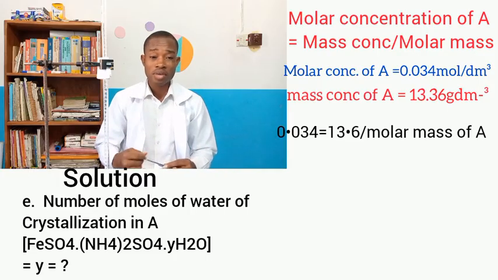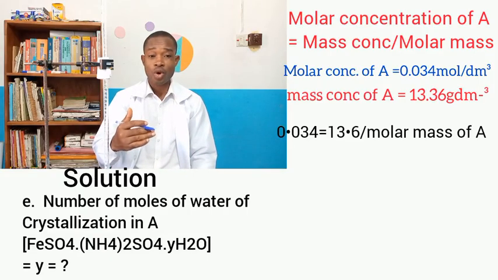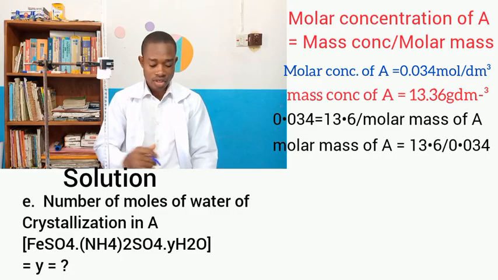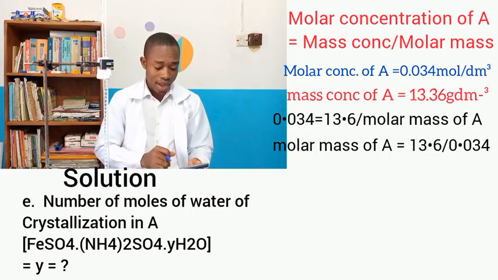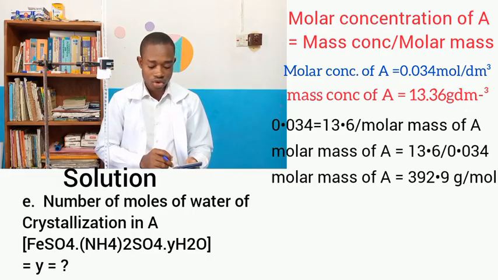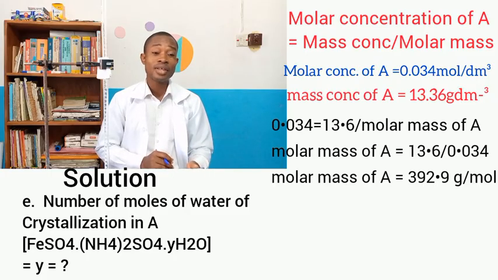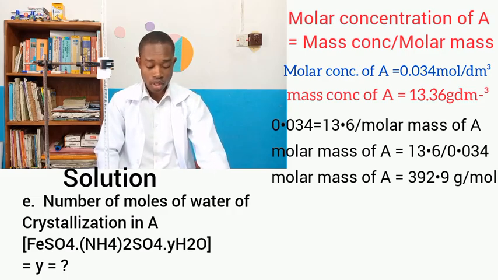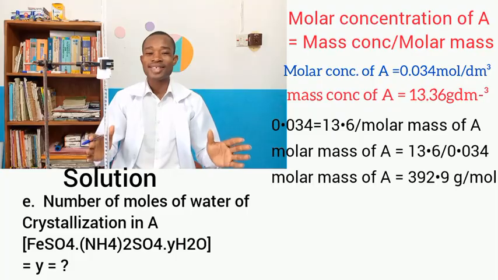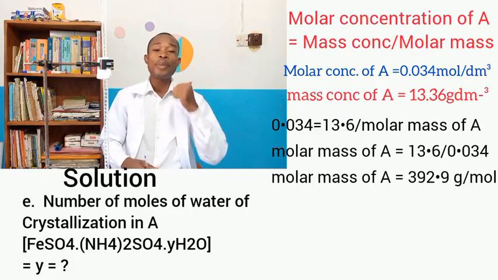Cross multiplying and making molar mass of A the subject of the formula, we have molar mass of A equal to 13.36 divided by 0.034. If you work that out, this gives us the molar mass of solution A as 392.9 grams per mole. Is that okay? So the molar mass of A is 392.9 grams per mole.